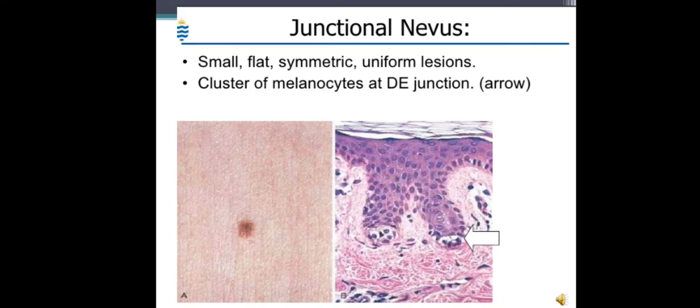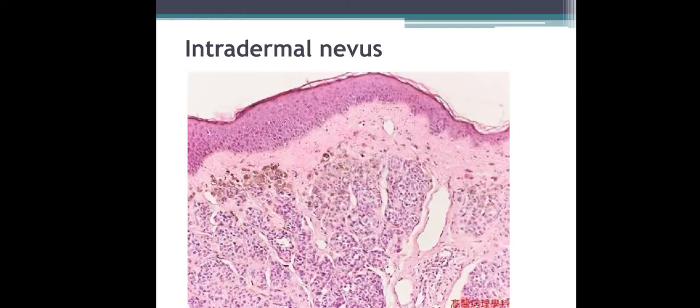junction, and it presents as a tumor like a small papule or small patch over the skin, that is known as a junctional nevus. Okay, so there is a group of melanocytes at the dermoepidermal junction. Okay, so that is a junctional nevus. So what do you call when this nevus cells involve the entire dermis? That is known as an intradermal nevus.